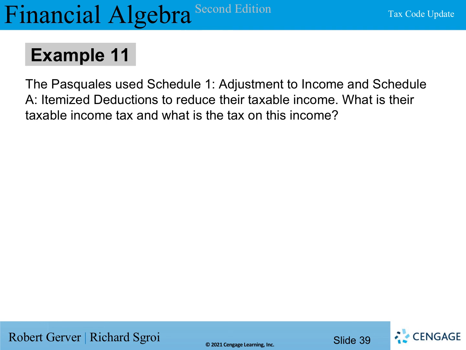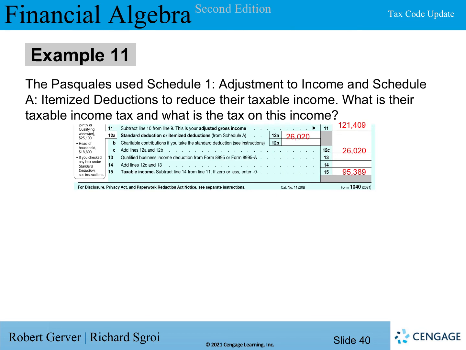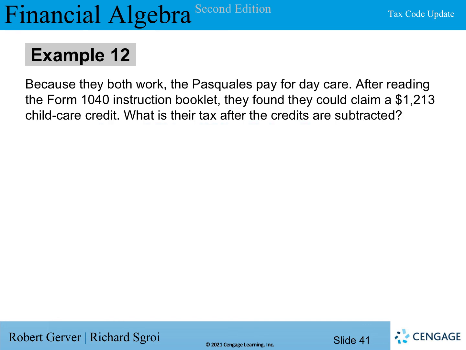Okay, so now we've taken care of any adjustments to income or itemized deductions, and we want to see what their taxable income is now and what the actual tax is. As you can see, we're going to subtract this $26,020 of their total itemized deductions from their adjusted gross income of $121,000 and come out with a taxable income now. This is the amount that they're going to be actually taxed on, which is $95,389.